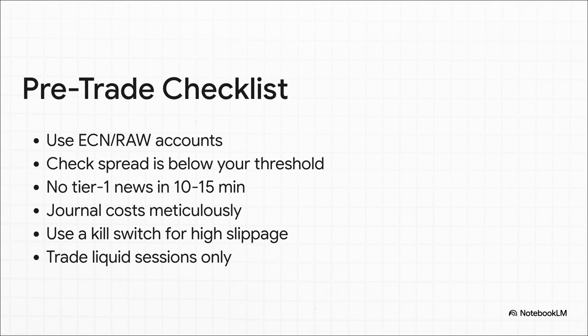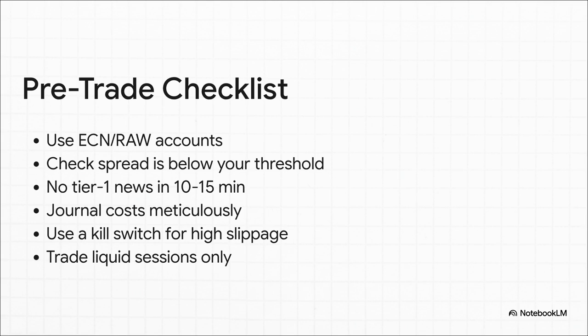So let's make this super actionable with a pre-trade checklist. A few of these are totally non-negotiable. Always use ECN or raw spread accounts. That's where you'll find the tightest pricing. Have a hard rule about news. No trading 10 to 15 minutes before a major release when spreads just go crazy. And most importantly, trade liquid sessions only. Trying to scalp in low volume is just a recipe for high costs and tons of frustration.